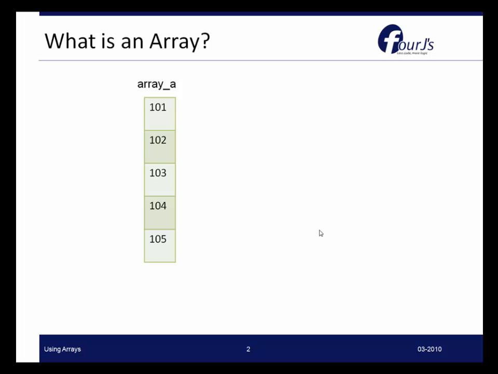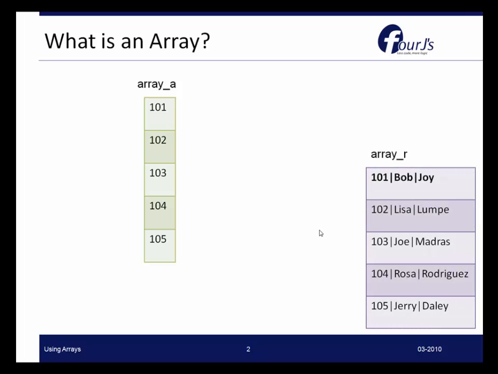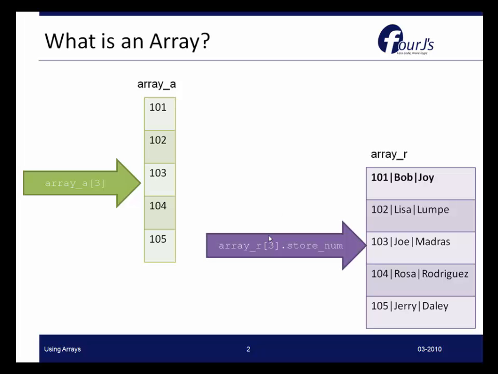For example, you might have an array of integers or an array of characters, or commonly in Genero, an array of records from a database table. Array elements can be accessed via an index and are continuous from a logical point of view. So as you see here, you can identify an element in the array by referencing the logical element number. For a record, you'd reference the element number and the column in the record.